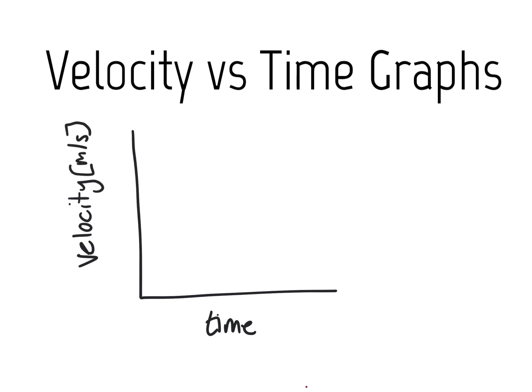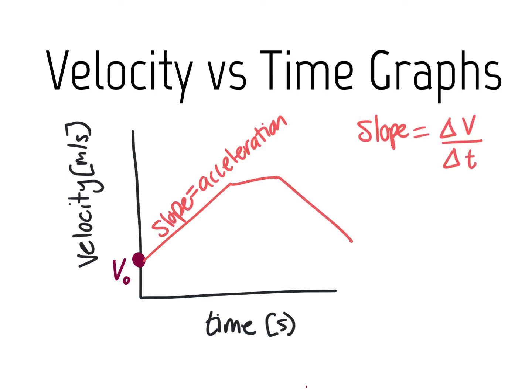Velocity is in meters per second and time will be in seconds. The vertical intercept will tell us our initial velocity or starting velocity. It does not tell you your starting position. You will only be able to find your starting velocity here. The slope is going to tell us our acceleration because slope is the change in the vertical over the change in the horizontal. If your velocity changes, that must mean that there is some acceleration.